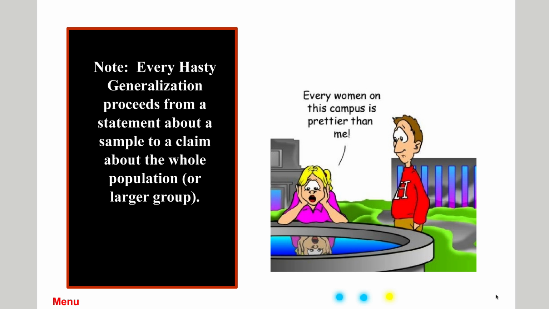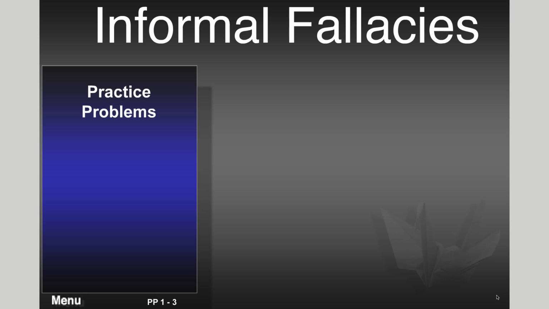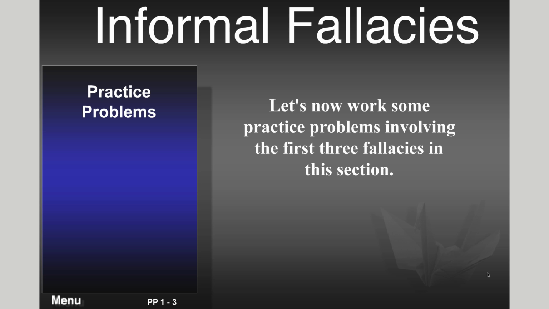So every hasty generalization proceeds from a statement about a sample to a claim about the whole population or a larger group, right? You've seen these 4 people. They are a sample of these college women. And then she says, every woman on this campus is prettier than me. So let's do some practice problems involving these first 3 fallacies.